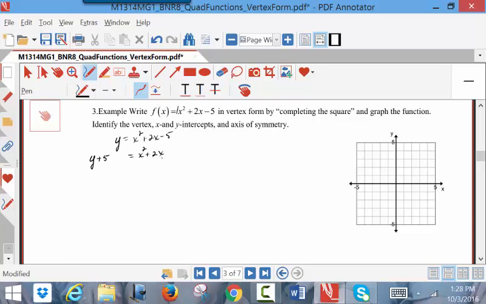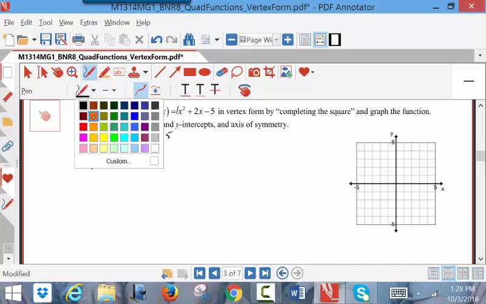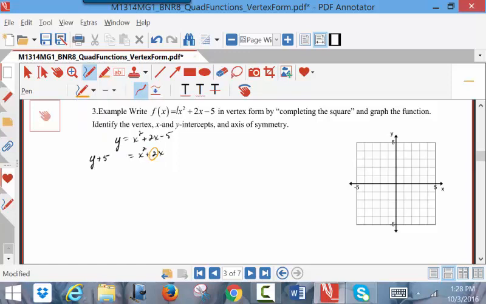Okay, here comes the pattern. Half of the middle term, square it. Find the middle term, half of that number, square it. So I'm going to take half of 2, which is 1, and I'm going to square that 1, which is again 1. So that means I add 1 to each side of this equation.